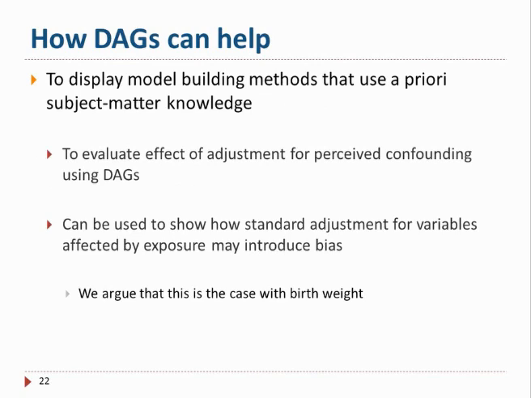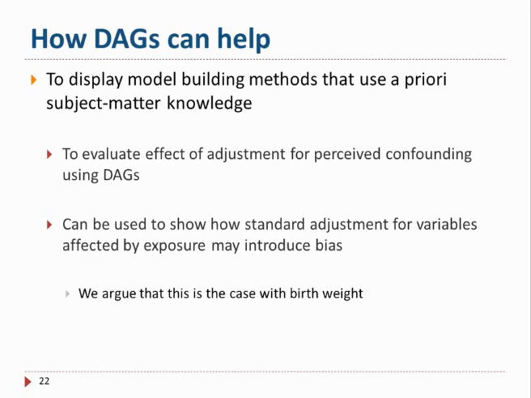And this is where utilizing the DAG approach can really help identify these situations. It's a model building method that uses our a priori subject matter knowledge to show what our causal framework is. And using this framework, we'll be able to evaluate the effect of adjustment for perceived confounding using DAGs. So we'll walk through the birth weight paradox and talk about the potential for confounding there. And we'll also show how standard adjustment for variables affected by exposure may introduce bias. And we'll get into some of these details as we go along.